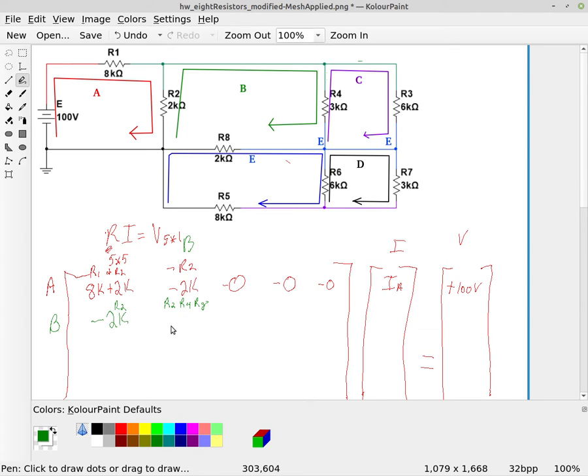And we just add those up. So that's going to be a 2K plus a 3K plus a 2K. Alright. And then now we've got to subtract the C, D, and E columns. Now B, we've already subtracted the A column. But B is also touching C right here at R4. So we need to subtract off R4, which is 3K.